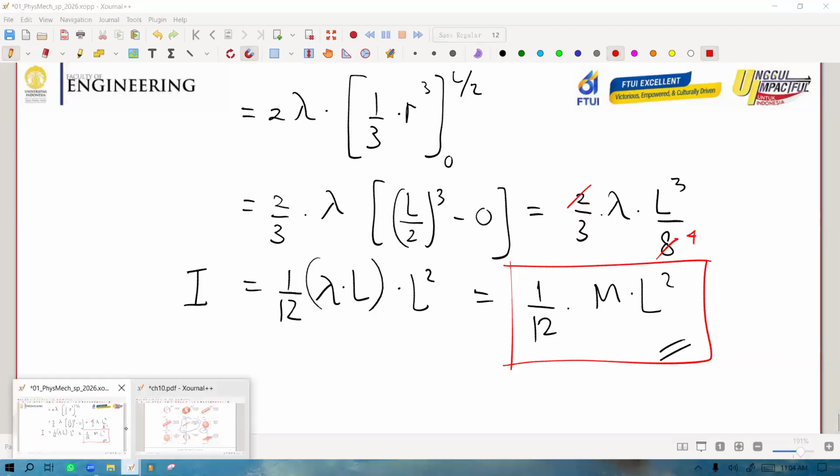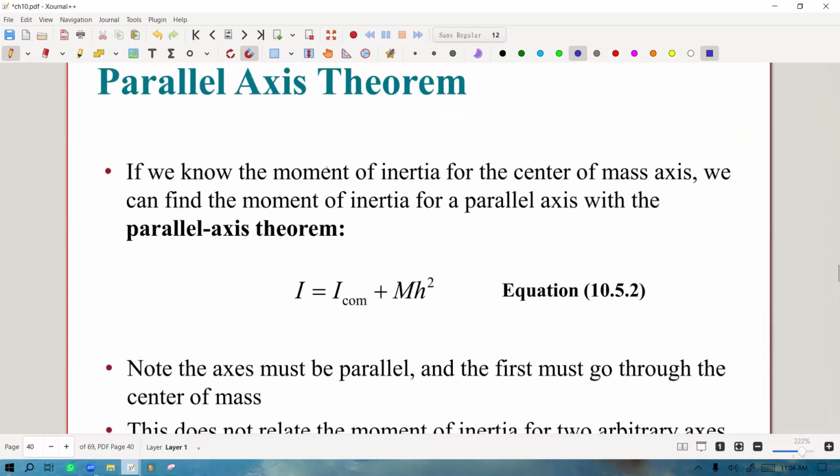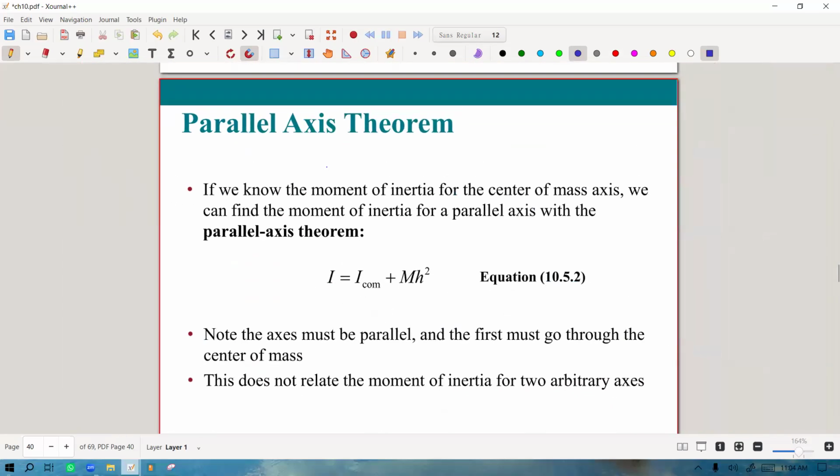And then later we also do the parallel axis theorem. If we know the moment of inertia about the center of mass axis, we can find the moment of inertia about a parallel axis with the parallel axis theorem. With the parallel axis theorem, the new inertia is equal to the inertia at the center of mass plus m h squared. Note that the axes must be parallel and the first must go through the center of mass. This doesn't relate the moment of inertia for two arbitrary axes.